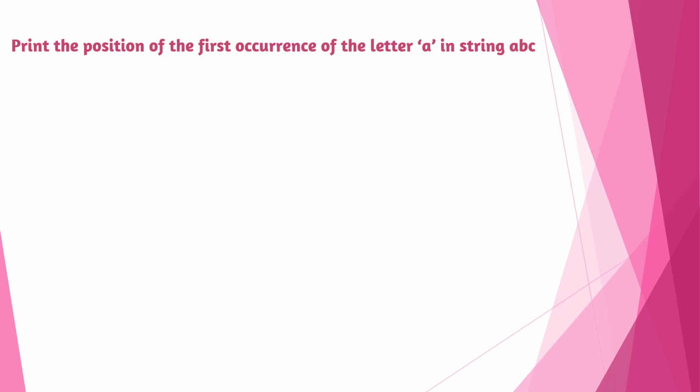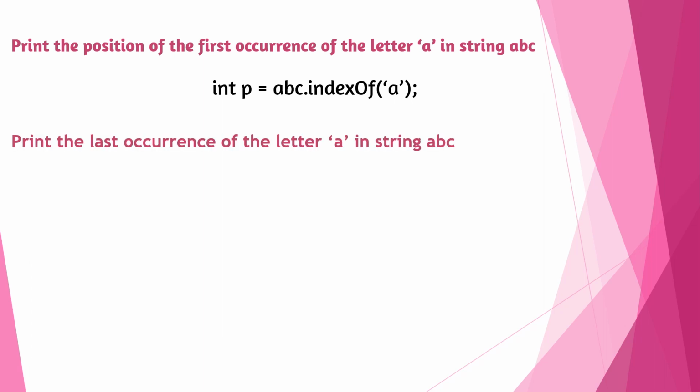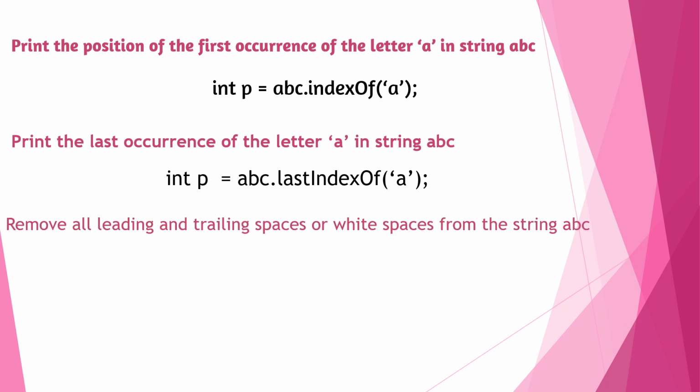And now the next question. Print the position of the first occurrence of letter A. First occurrence means indexOf of string abc. So the return type is int: abc.indexOf('a'). And print the last occurrence, it is lastIndexOf('a'). Remove all leading and trailing spaces. The predefined command for removing the beginning and last space is abc.trim().